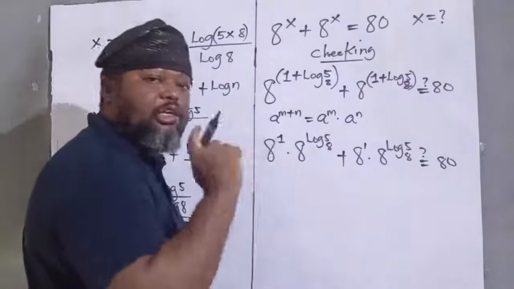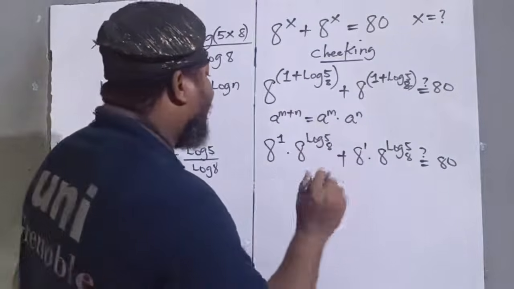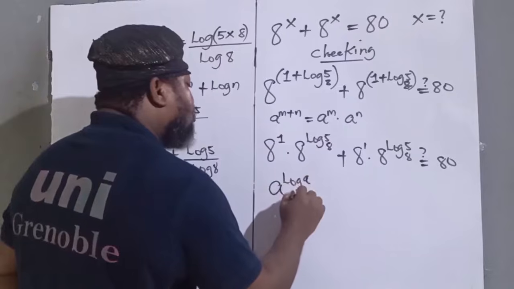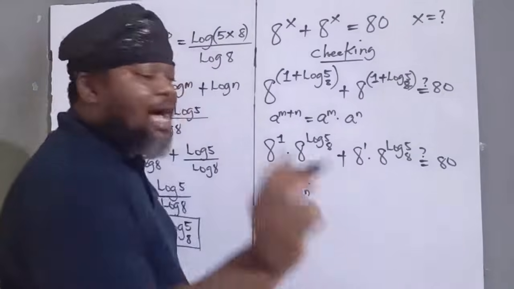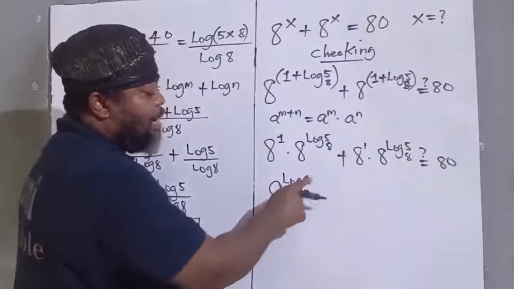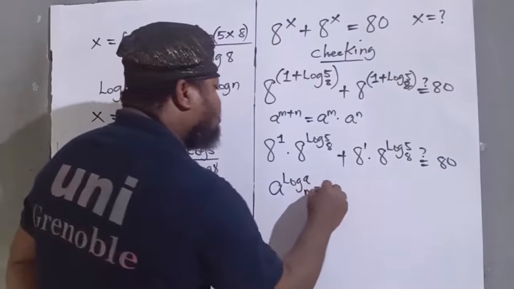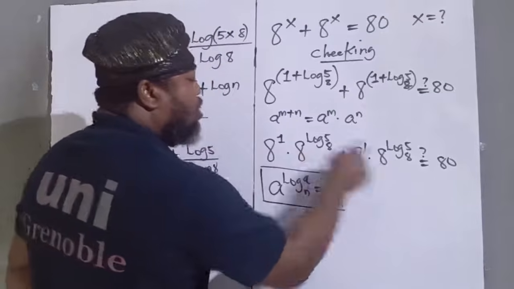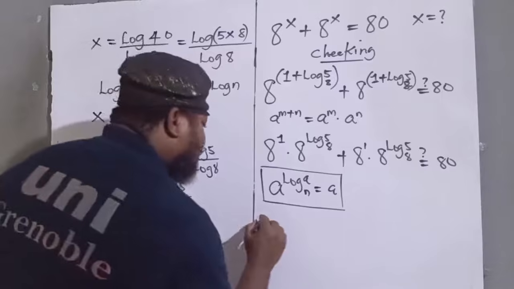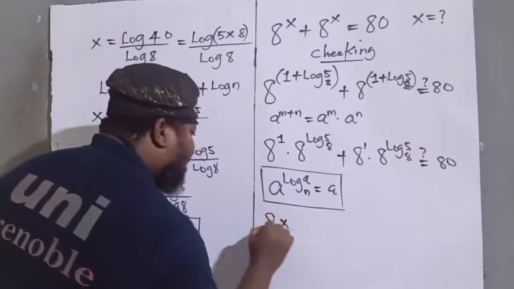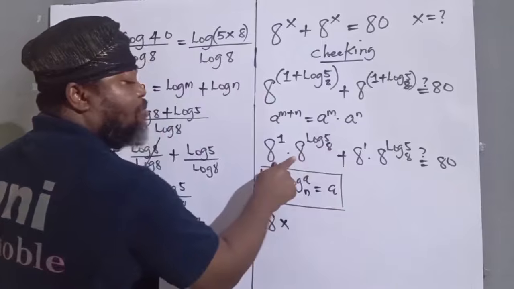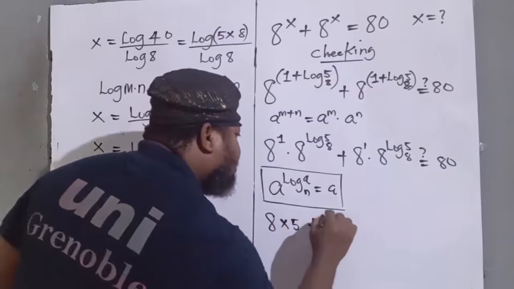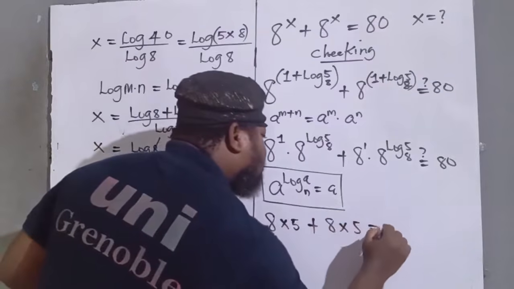There's one law you should know in logarithm. That law is very important. If I have a to the power of the logarithm of n to base a, as far as this particular base and the number are the same, the answer is n. So let's apply this law here and here. So we're having 8, which is 1, multiplied by 5. You see that now? 8 and 8, and it's 5. It's 5 plus 8 again times 5 is equal to 80.